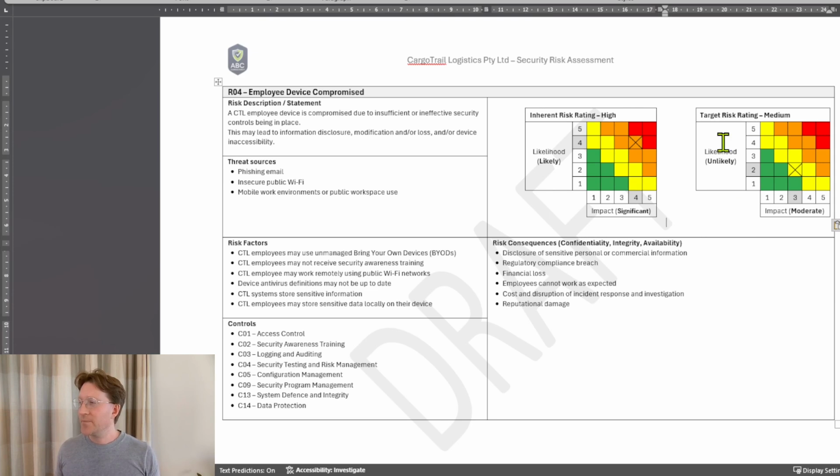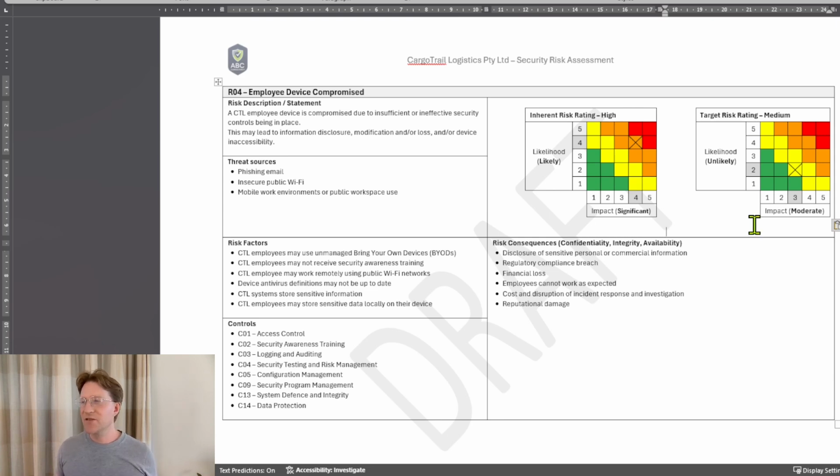For the target risk rating, we're looking like the previous risks at unlikely likelihood, moderate impact, therefore medium risk. The likelihood is unlikely because having antivirus on all the laptops, ensuring that it's there, ensuring that you control the configuration of the laptops through some kind of device management solution, ensuring that you have security awareness training so people are aware of the threats that bad actors will try to use to compromise their account, like phishing, means that it's still possible this would happen, that someone would have their device compromised, but you're making it a lot less likely. Therefore, we can say it's unlikely.